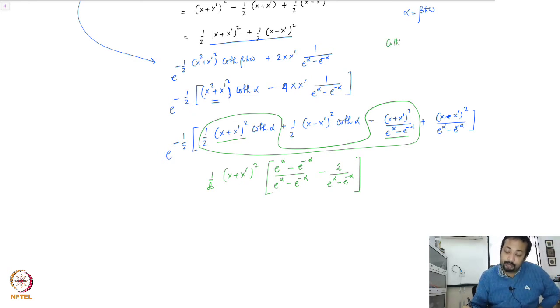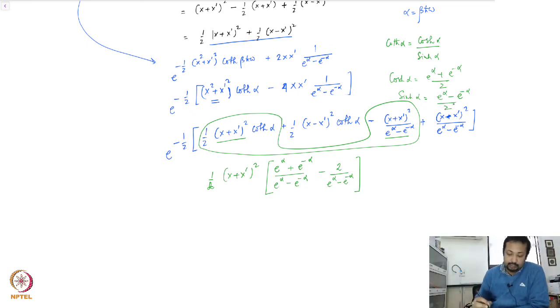If you are unfamiliar with the hyperbolic function, coth alpha is cosh alpha over sinh alpha. Cosh alpha is (e to the power alpha plus e to the power minus alpha) by 2, and sinh alpha is (e to the power alpha minus e to the power minus alpha) by 2. So this gives me half (x plus x prime) whole square, times (e to the power alpha plus e to the power minus alpha) over (e to the power alpha minus e to the power minus alpha), minus 2.